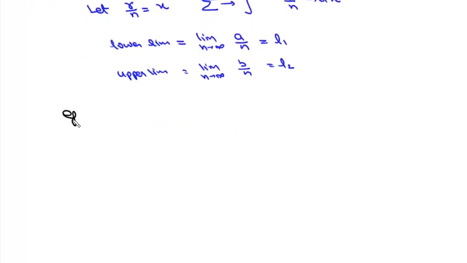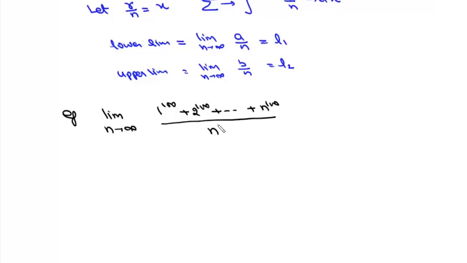Now say for example, suppose it says find this limit: the limit as n tends to infinity of (1 to the power 100 plus 2 to the power 100 up to n to the power 100) upon n to the power 101.